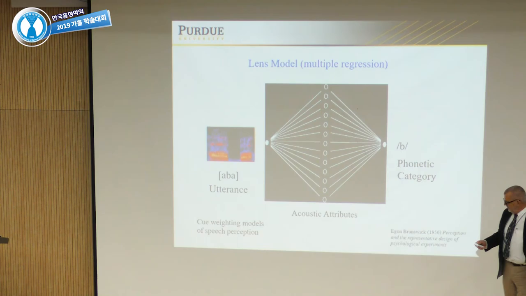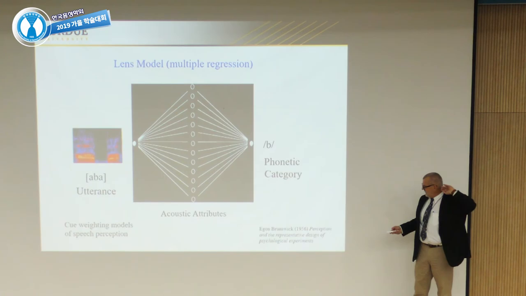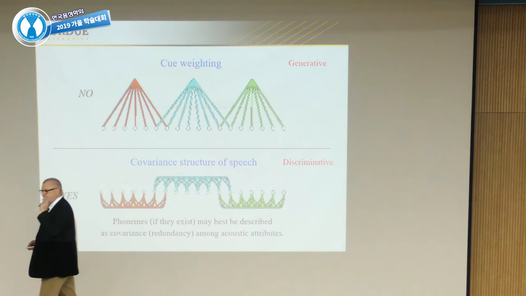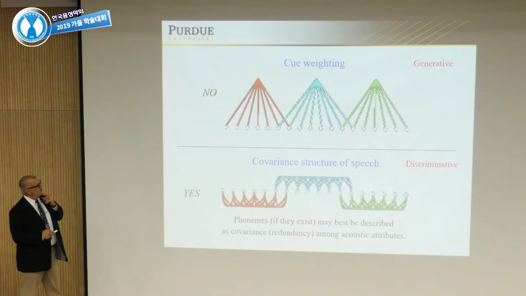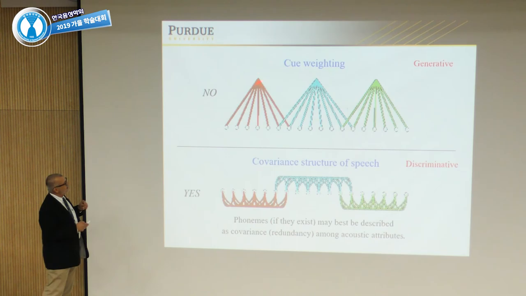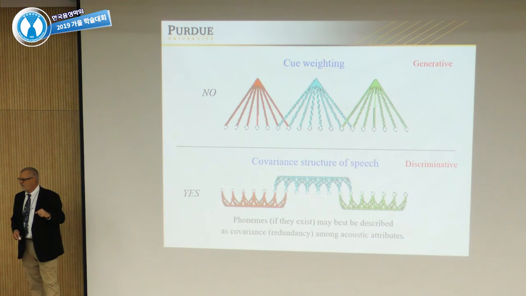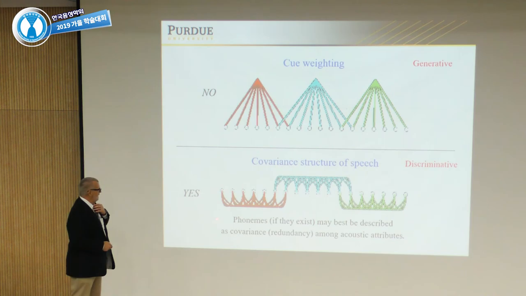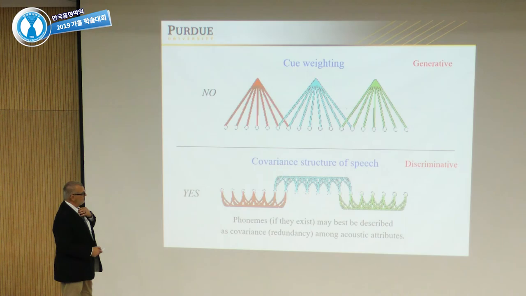I don't think most speech people who do cue weighting know it, but this is actually from a guy named Egon Brunswik. He called it a lens model back in 1956. I think it's wrong. Instead, when you have a lot of things correlated with this hypothetical innate node for "buck," those things tend to be well correlated with one another. I'm not the first to have thought of this. Eleanor Rosch wrote about it beautifully in 1981 about children learning categories in their world. So I believe that phonemes, if they exist, can be best described as redundancy across acoustic attributes.